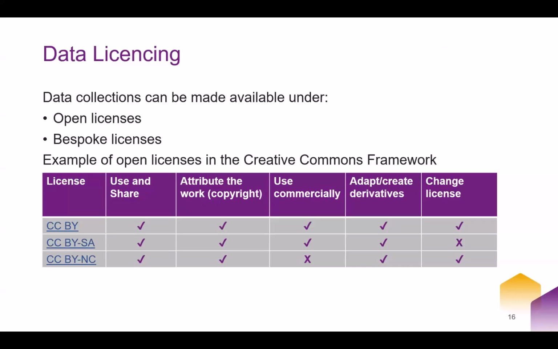So data collections can be available broadly under two types of licenses: open licenses and bespoke licenses. And as the name implies, an open license is a standardized way to grant people permission to use the data openly. For example, the most widely used open license framework is the Creative Commons license framework. And the Creative Commons framework offers different options. Three of these have been listed here.